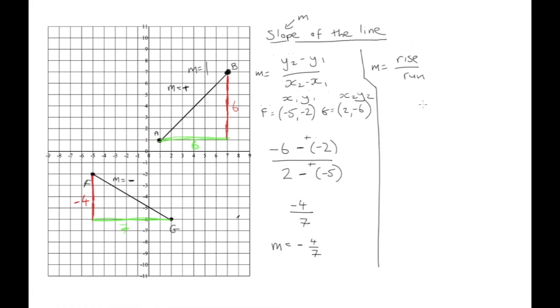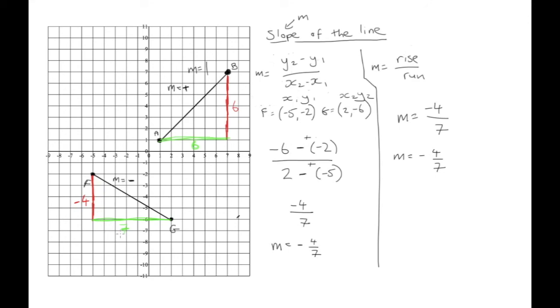So our rise is equal to, what's our rise? It's -4. It's dropping down by 4, so it's -4. And then our run is 7. So m is equal to -4/7. Same answer. So if it's drawn out like this, it's definitely easier to use rise over run.